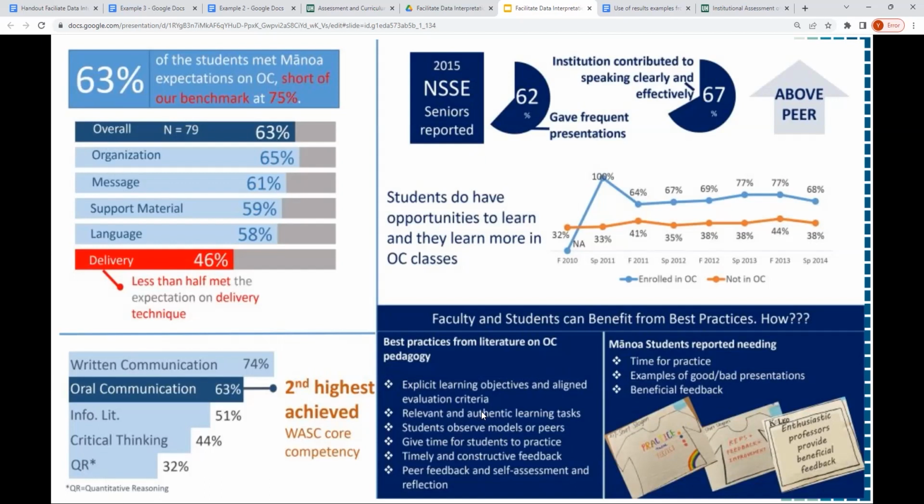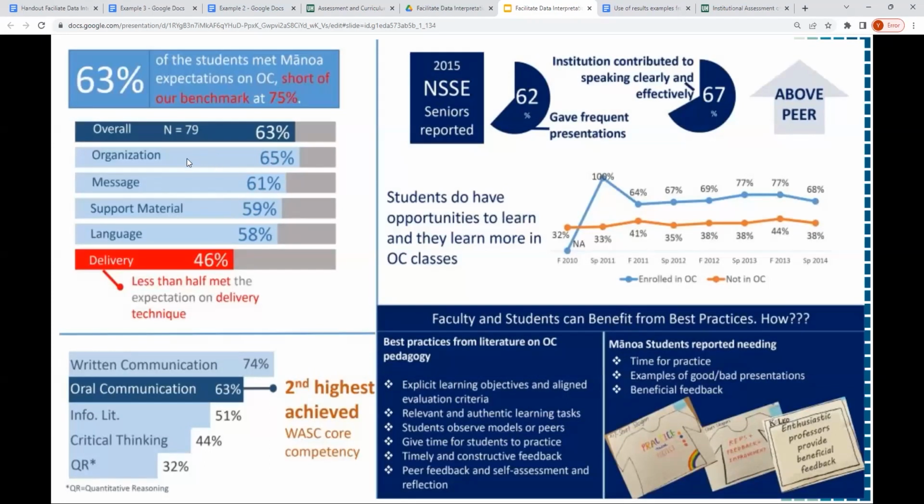So with that in mind, this is how I present. First, I present the overall results. 63% of the students met Mānoa's expectations on oral communication, but it's short of our benchmark because we expect 3/4 of the students meeting it. So in general, we are not meeting our benchmark at the institutional level. This is certainly an area for us to work on. We should not be complacent.